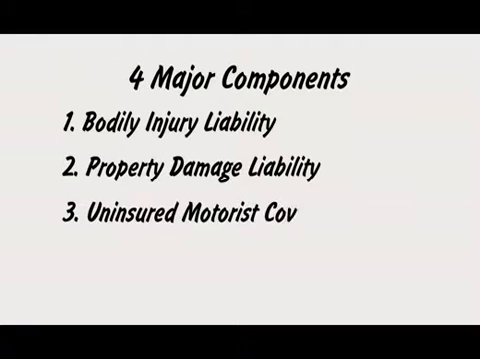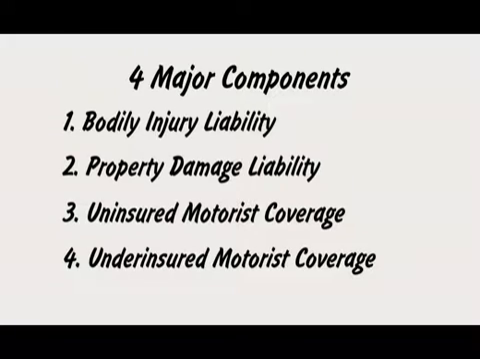The third component is uninsured motorist coverage, which provides protection to you if the other driver is at fault and causes you bodily injuries and they don't have any auto insurance to pay you. Under this coverage, your insurance company will pay you for your damages. The fourth component is underinsured motorist coverage, which provides protection to you if the other driver is at fault and causes you bodily injuries, and it generally applies if the other driver has some insurance but does not have enough insurance to pay for your damages. Under this coverage, your insurance company will pay you for your damages.